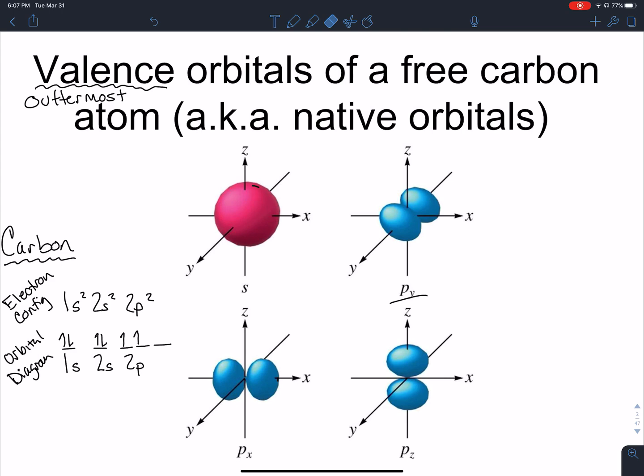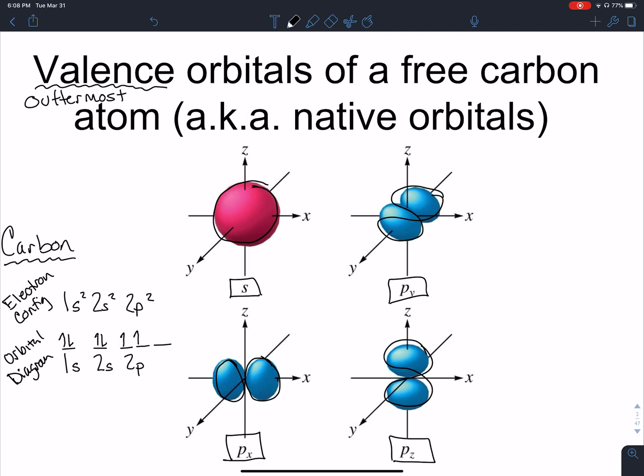So here we see just a reminder that the s orbital is the orbital that has a spherical shape. It's followed by a p orbital, which actually has three suborbitals. And remember, the p orbital has kind of a peanut shape or a dumbbell shape, if you will. And it has three suborbitals, one on an x-axis, one on a y-axis, and one on a z-axis.